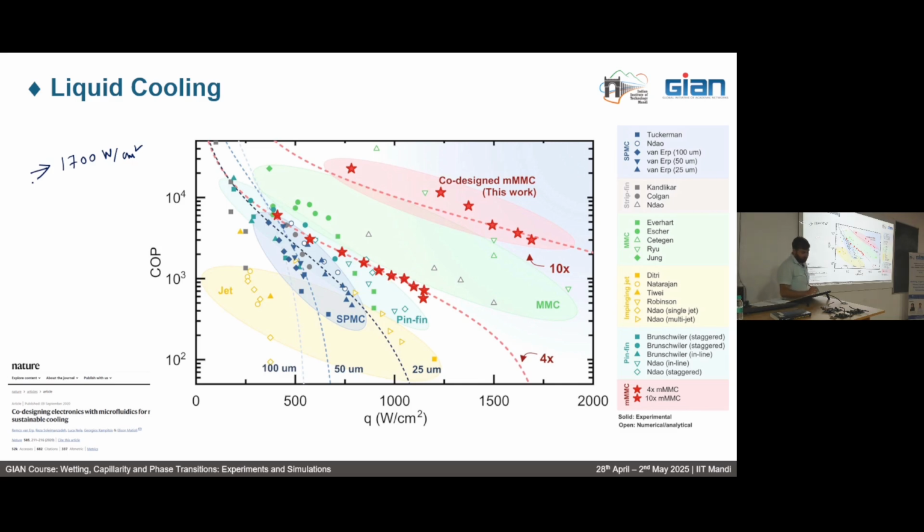The gold standard is 1000 watt per centimeter square. Anything better than this is way good, and from this system they were able to design it for 1.7 kilowatt per centimeter square. They have also compared their results with the other configurations. They have compared it with the MMCs, which is the manifold microchannel, the monolithic one, the simple pin fins, the straight parallel microchannels, and you see what is the difference. So it is several orders of magnitude in the coefficient of performance, right?